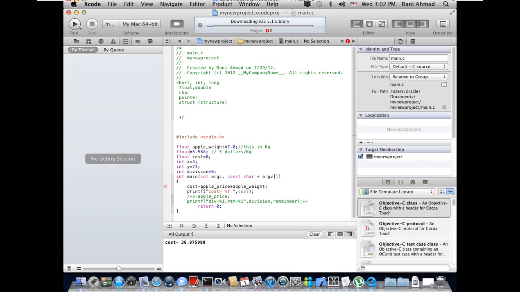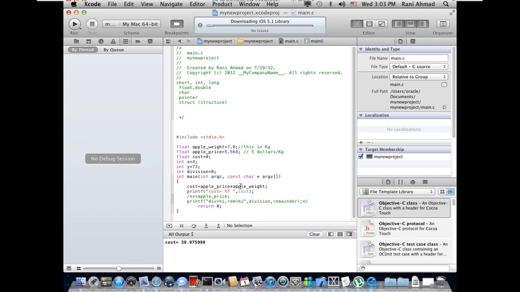Okay, so in this lesson, I have, for example, this is the Apple price here. I'm talking about someone who wants to pay for 7 kilograms of apples, and he has to pay this price rating, which is $5.5 per kilogram. Now we start with a cost of 0, but later I'm going to set the cost as apple price times the apple weight. So this is how I multiply the numbers.